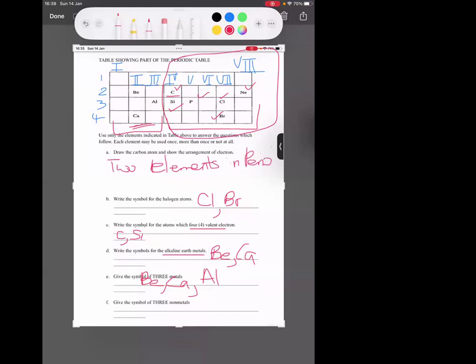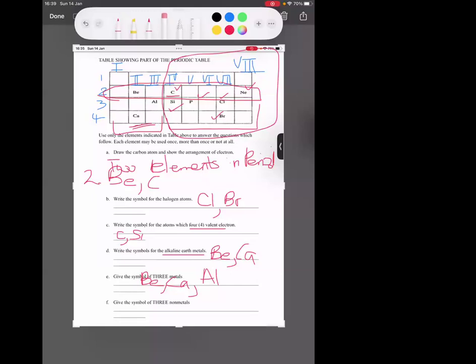Name 2 elements in period 2. Which 2 elements are in period 2? Beryllium and carbon. So this is period 2. Why are we placing them in period 2? Because they have 2 shells. So they have 2 shells, so we're putting them in period 2. The number of shells determines the period number. Clear? Yes, miss.